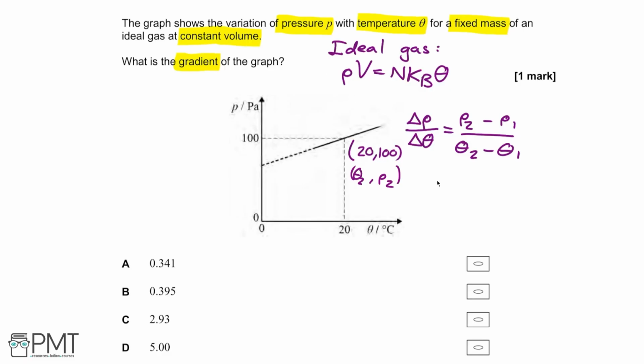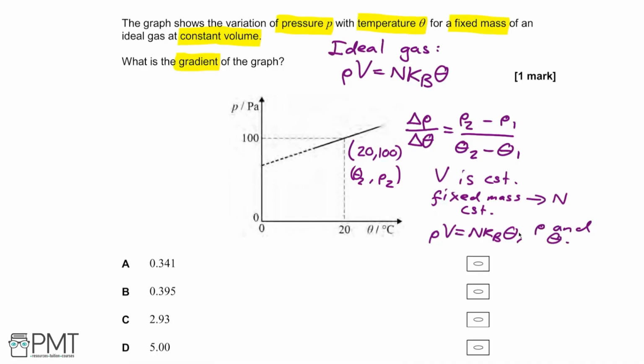So specifically, because V is constant, and we know that we have a fixed mass of gas, so N is constant, as if we have a fixed mass, it means that we must have the same number of particles. Then what we're dealing with is PV is equal to NKB θ, and the only 2 things that are changing are P and θ. So we can actually deduce a second point on this graph. And specifically, we can deduce the point where P is equal to 0.